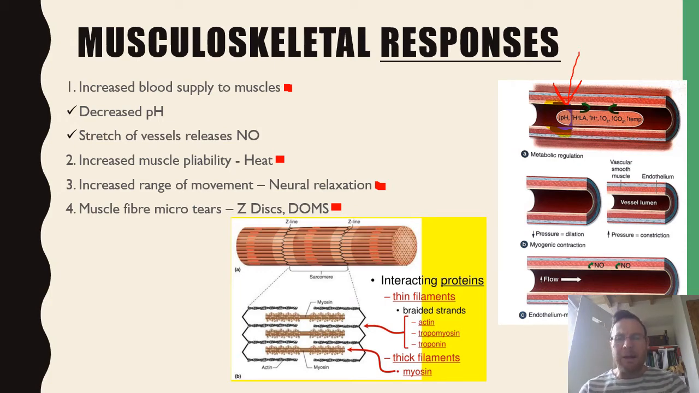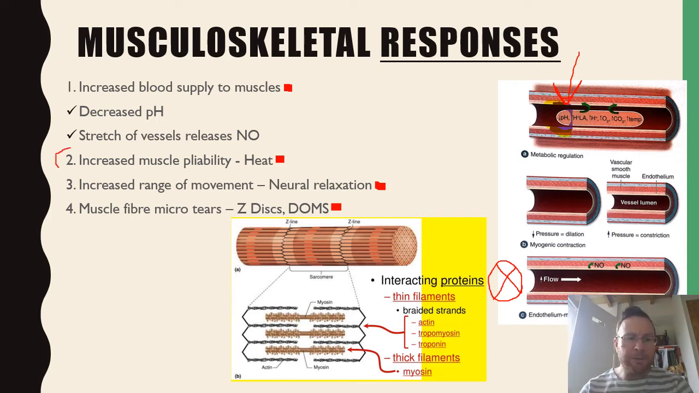The other thing that happens, and I've got this on the bottom picture here, is where blood vessels are stretched, they release something called nitrous oxide. Nitric oxide, sorry, not nitrous oxide. Nitric oxide is a powerful vasodilator. So the stretch on the blood vessels causes them to dilate, allowing more blood into those muscles.